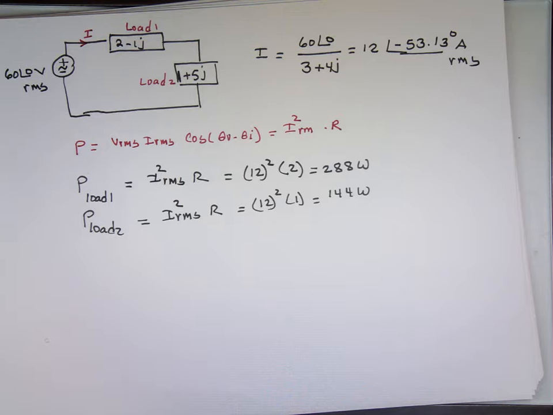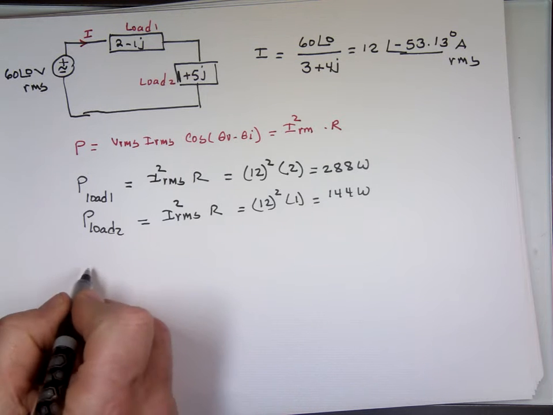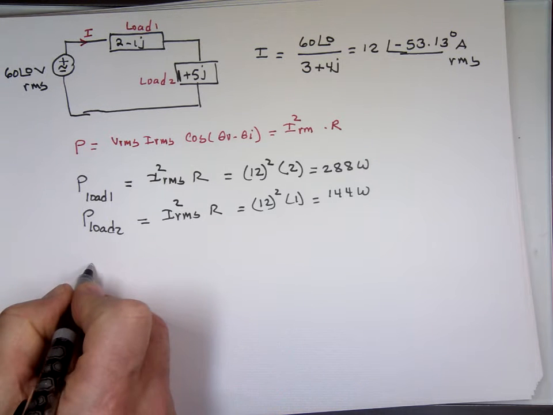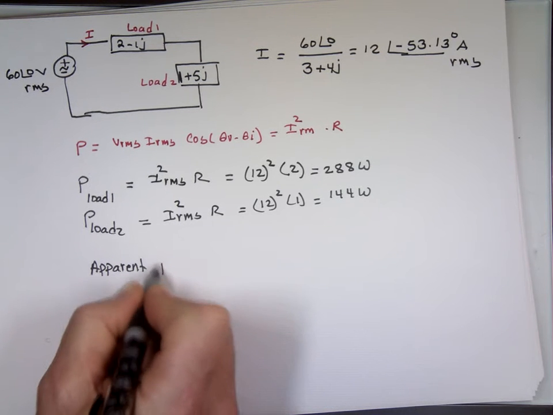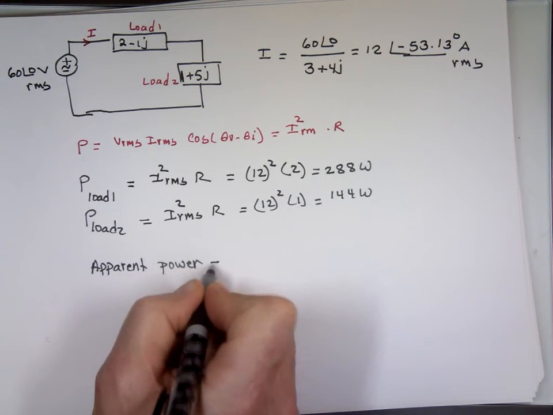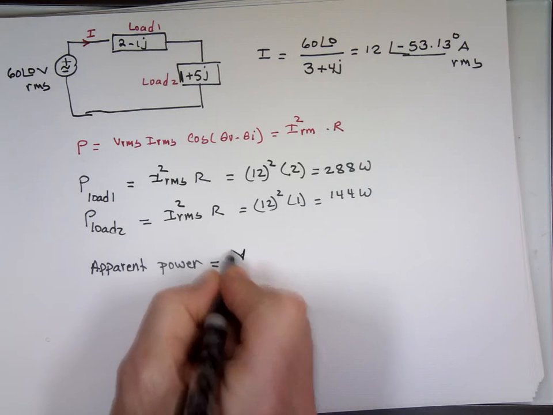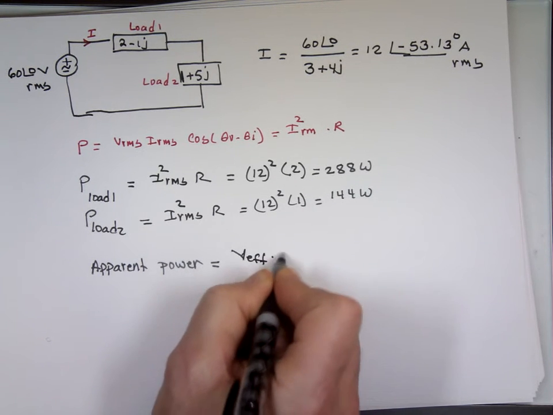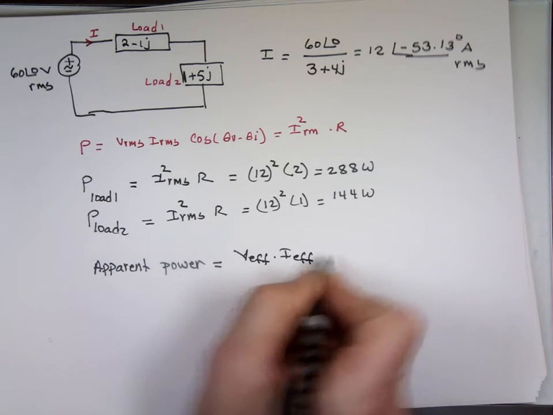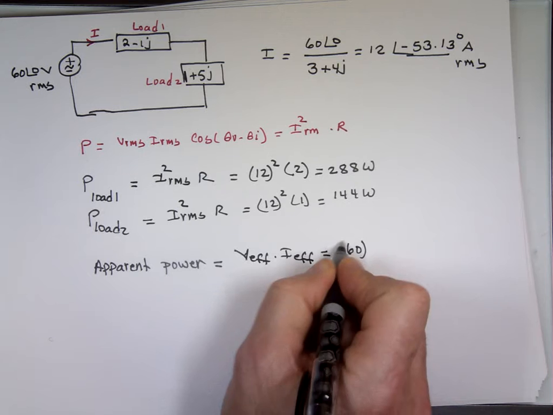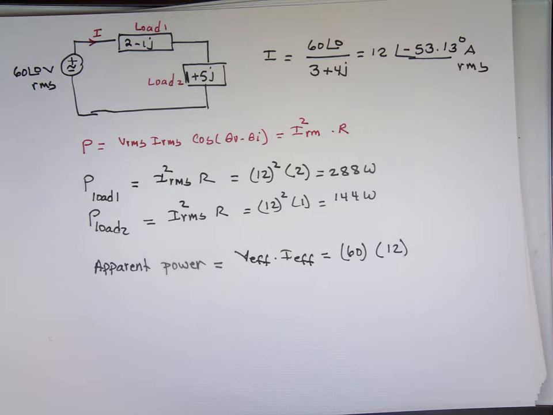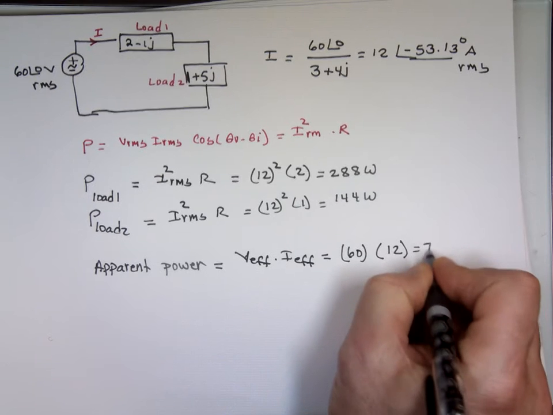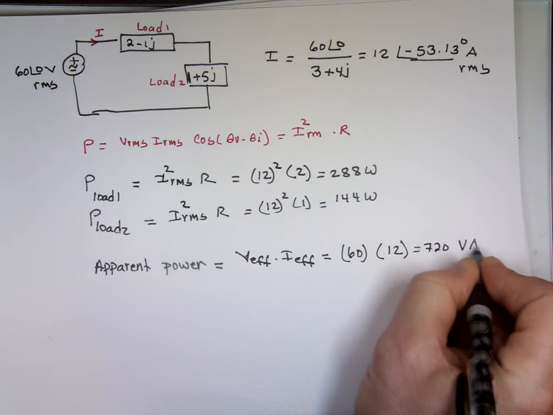Now, let's find out what the apparent power is. Apparent power is the power supplied by the source. We said V effective or RMS times IRMS. My voltage is 60. My current is what? 12. What is 60 times 12? Is that 720? 720 VA. The units for apparent power is VA.